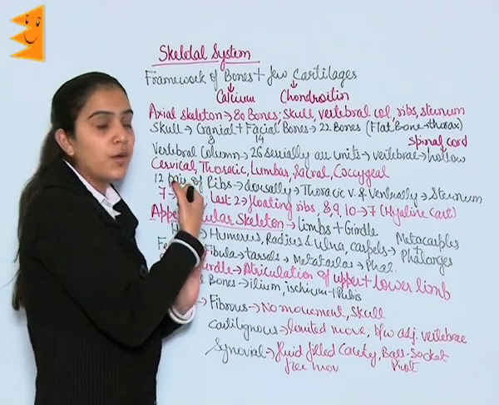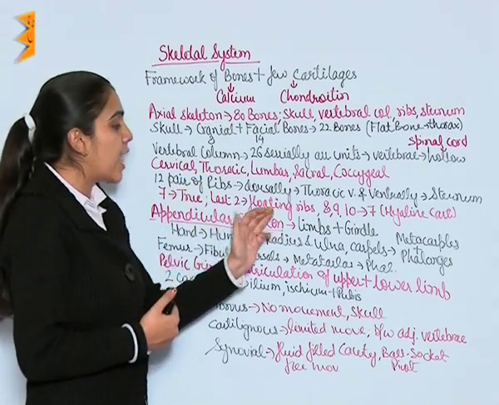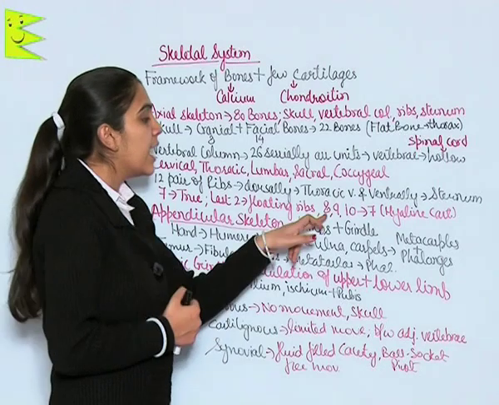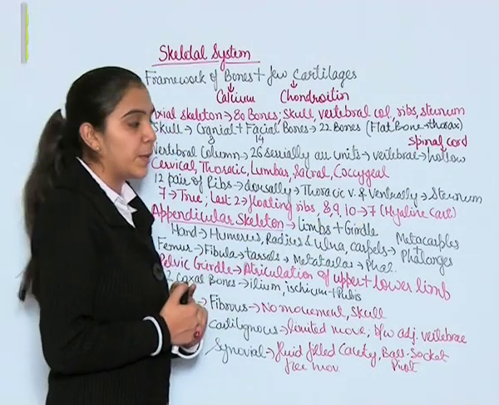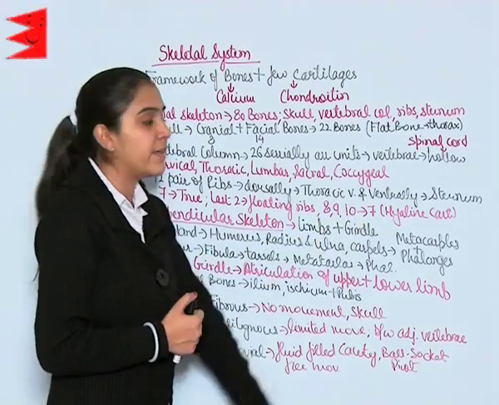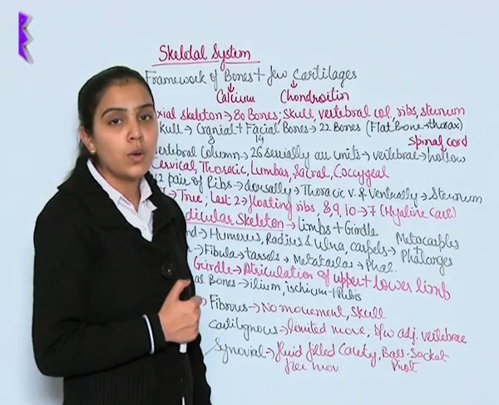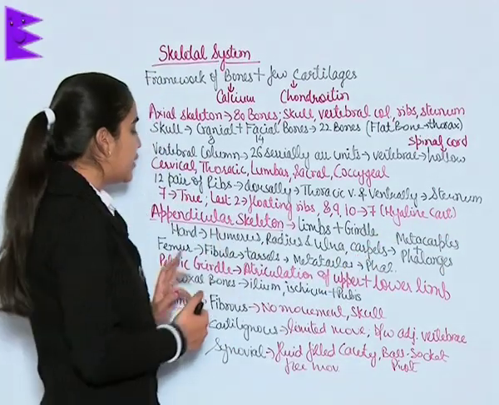First 7 pair of ribs are true ribs, last 2 are floating ribs. 8th, 9th and 10th pair of ribs are attached to the 7th through a cartilage known as hyaline cartilage.